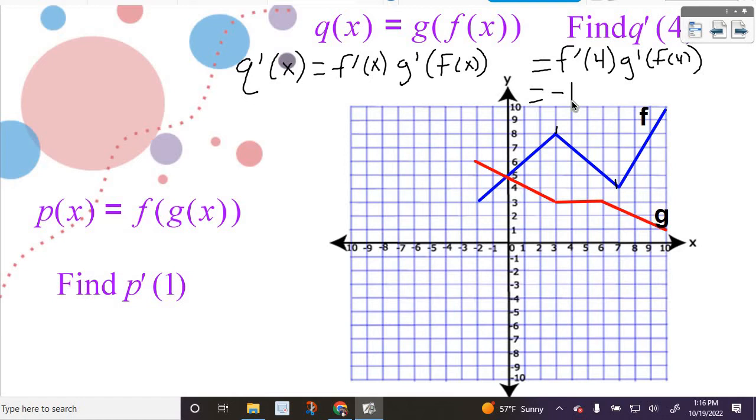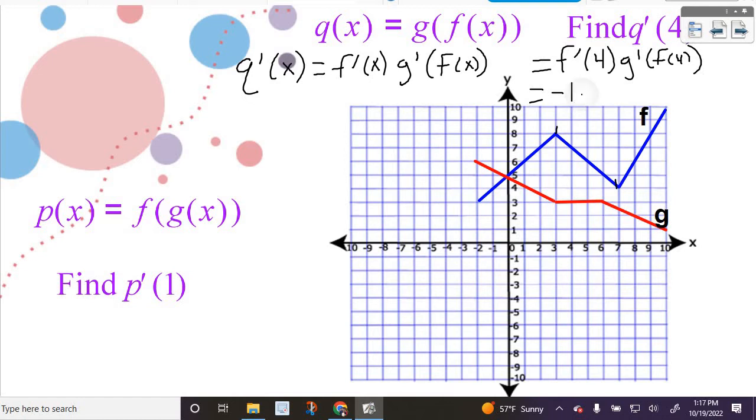Where'd you get -1 from? Because the slope of this is -1. At 4? The y value 4? The x value 4, sorry. Because I'm plugging in, that's the x value, f prime of x. So I'm looking at x is 4. But it's f prime, not just f. If it was just f, I would look at just the y value. But since it's f prime, I'm looking at the slope of that portion of the line. Because it's a constant line, the slope is going to be constant. That's why they gave us something that has line segments and isn't curvy, because then we can find the slope.